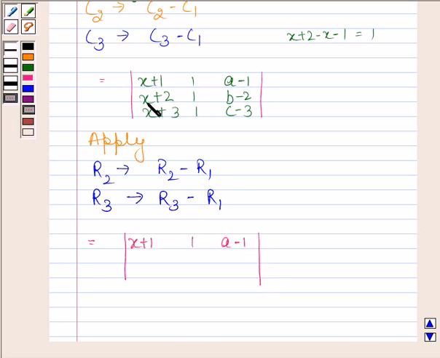In the second row, we will have x plus 2 minus x minus 1, that is 1. Then we have 1 minus 1, that is 0. Then b minus 2 minus a plus 1, that is b minus a minus 1. In the third row, we will get elements as x plus 3 minus x minus 1, that is 2. Then 1 minus 1, that is 0. Then c minus 3 minus a plus 1, that is c minus a minus 2.